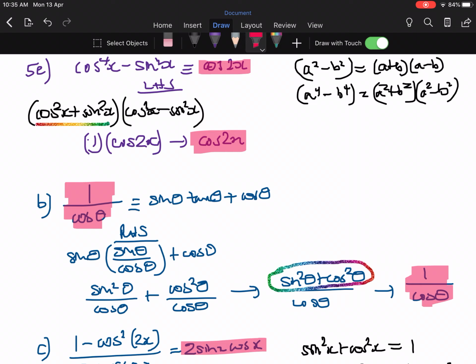Therefore, left hand side is equivalent to right hand side.